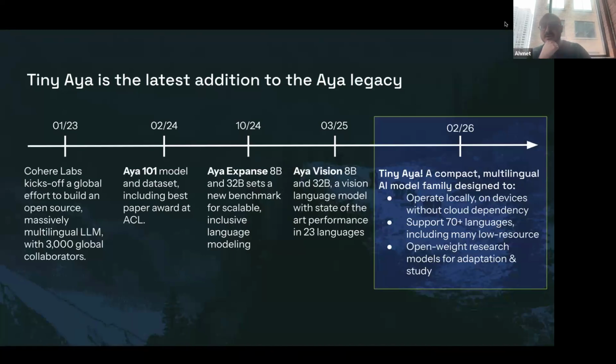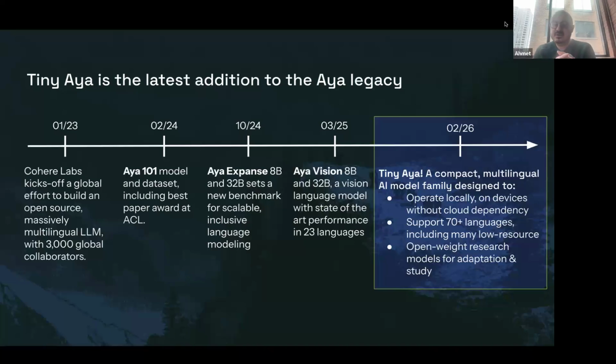From Aya 101 to Aya Expanse, we set some of the roots of the Aya models. We set some benchmarks, and we showed that with a really well-designed post-training recipe, you can actually produce state-of-the-art language models in multiple languages. And just before Tiny Aya, we even expanded the Aya family from text to multimodality, to vision, and we released a family of models called Aya Vision, which also has strong performance on multimodal language understanding.